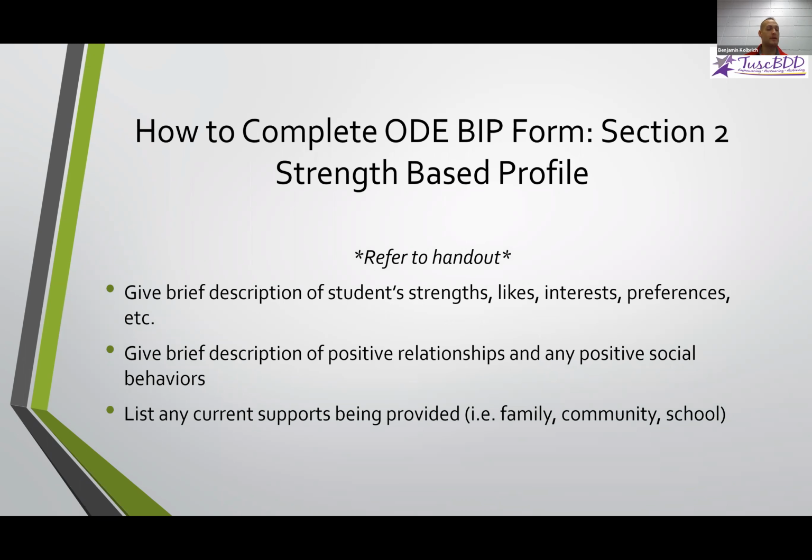In section 2, where it talks about strength-based profile. Now, this is all still on the first page. A lot of this information you're actually just going to get from your FBA. That's why it's important to complete the FBA first. So you're going to give a brief description of the student's strengths, likes, interests, and preferences, etc.